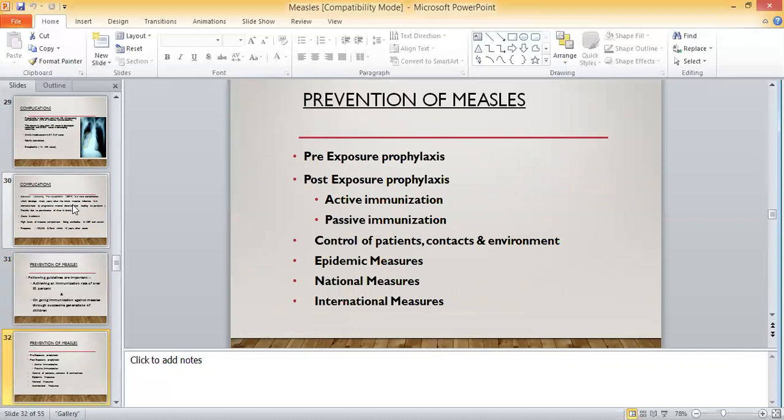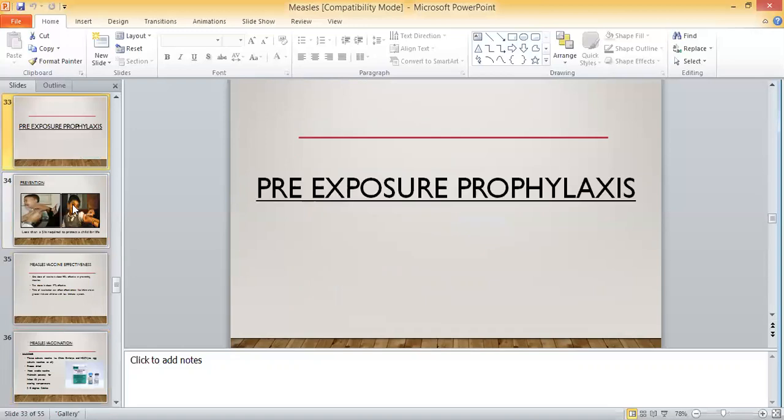Prevention of measles occurs through pre-exposure, exposure, and post-exposure prophylaxis. Third is control of the patient: if any person is infected, what actions can be done to safeguard the contacts, and what is the role of the environment in this. Then epidemic measures, national measures and international measures. So first is exposure prophylaxis.